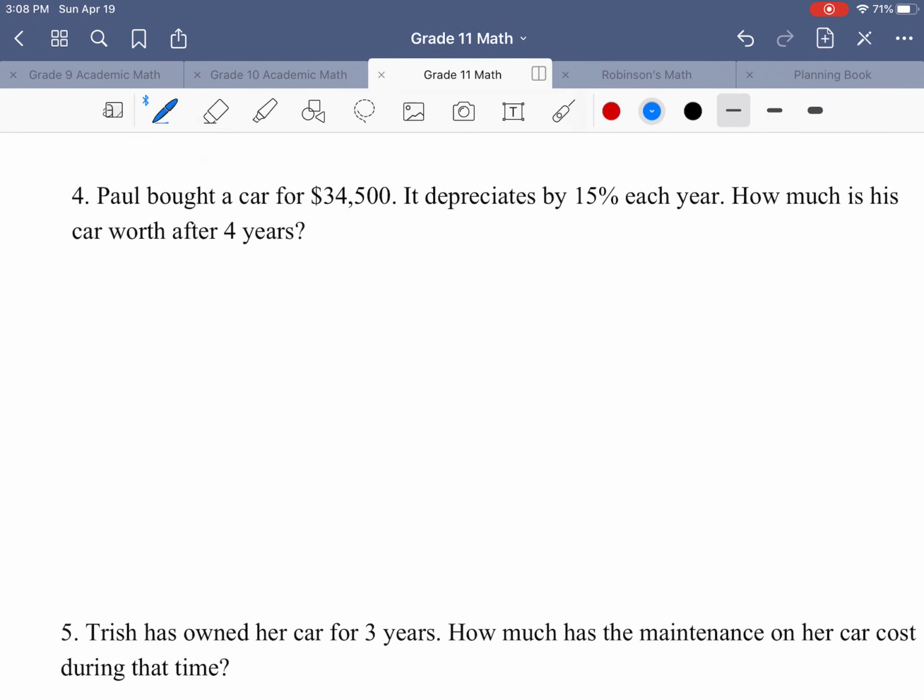Okay, let's take a look at depreciation of cars. For question 4, Paul bought a car for $34,500. It depreciates by 15% each year. How much is this car worth after 4 years? Depreciate means that it goes down in value, so we are going to be using the value formula here. It is very similar to our compound interest formula: V is equal to P times (1 minus R) to the power of N.